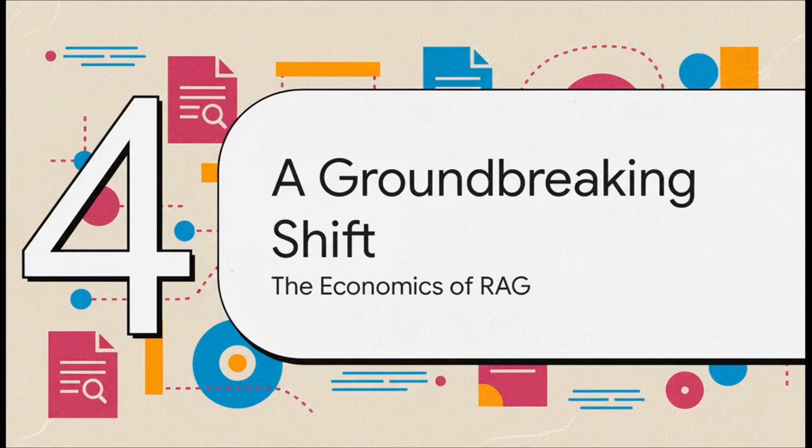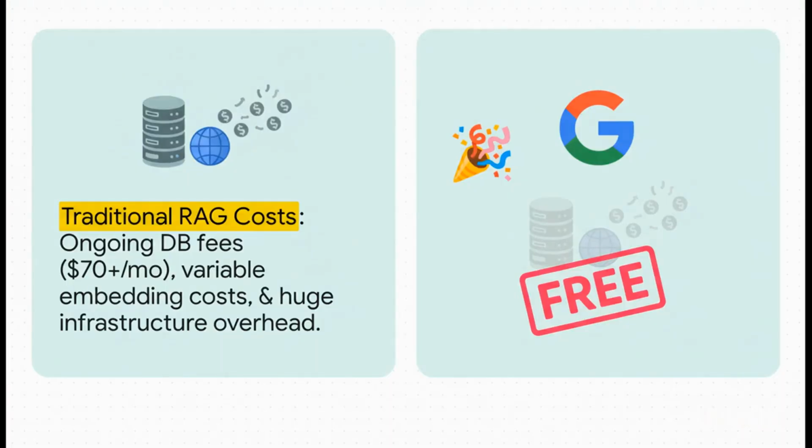All right, so it's simpler, it's way faster, but there's another piece to this puzzle that is just as disruptive, if not more so, and that's the price. The way they've priced this completely flips the economics of RAG on its head. Okay, so let's look at a traditional RAG setup. You've got all these ongoing costs, right? You're paying monthly fees for your vector database, you're paying every time you have to generate an embedding for a query, and then there's the big one, the infrastructure overhead, which can be huge. Now with file search, the storage, the query time embeddings, the infrastructure, it's all zero, gone.